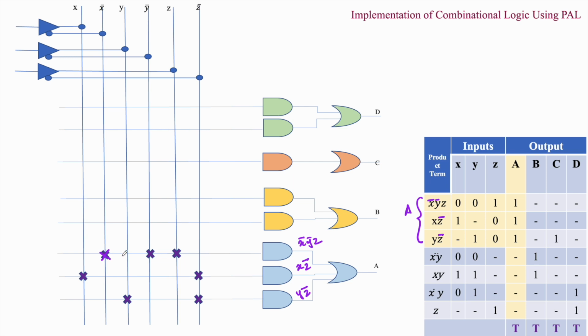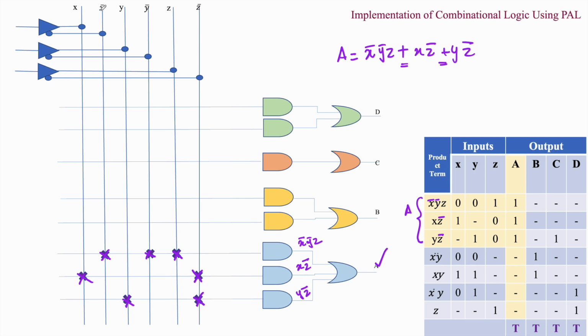So, x bar, y bar and z. Similarly, we need x and z bar. So, x and z bar. We need y and z bar. So, y and z bar. All these three terms must be ORed because the expression for A is equal to x bar, y bar, z plus x, z bar plus y, z bar. We have to use an OR gate in order to OR these three product terms. So, our expression for A is implemented.